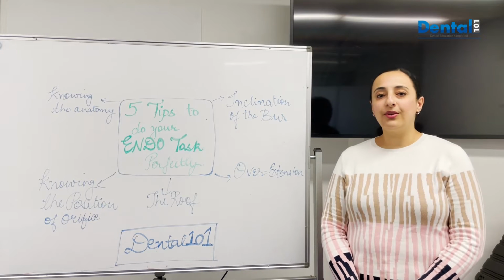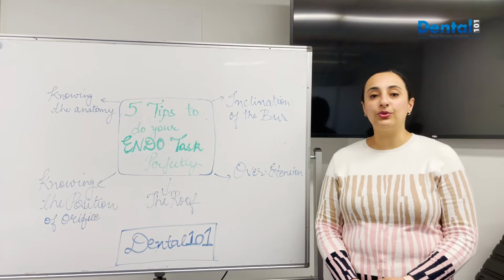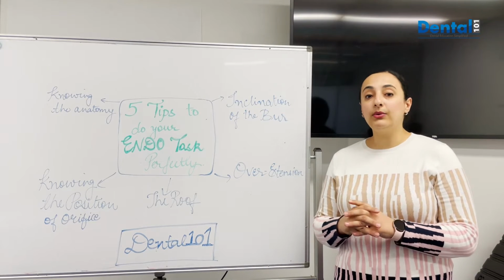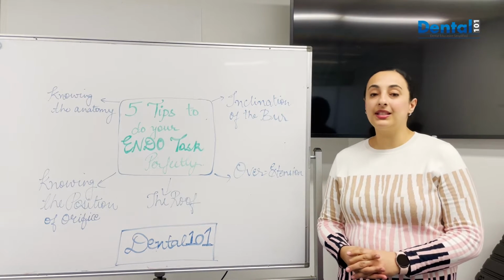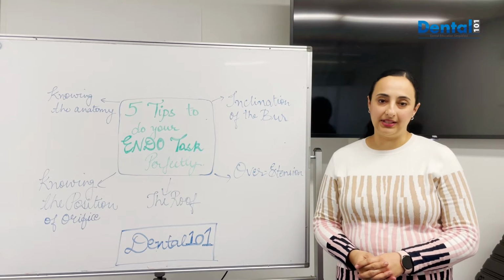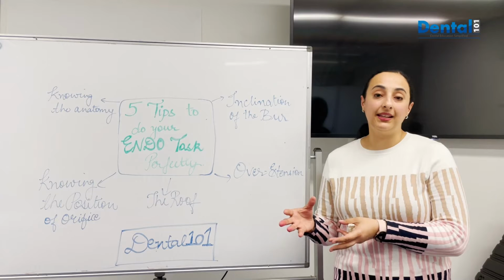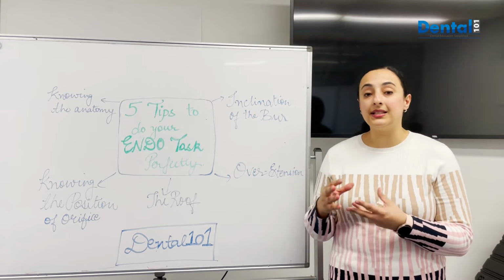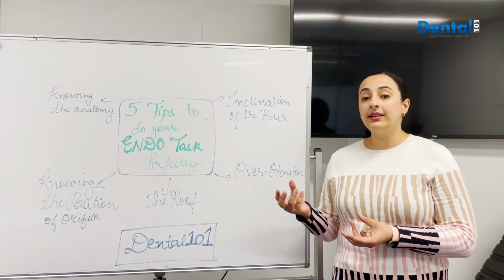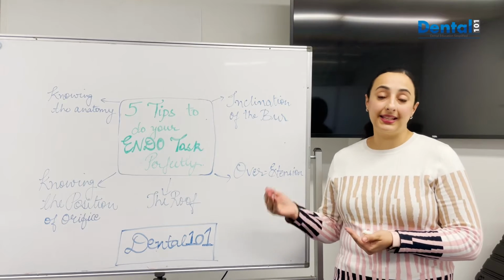I'm going to give you some tips to do a good endo task. First of all, make sure to understand the anatomy and the outline form of the cavity, because this is the first step to do the access cavity. For example, we don't open in the distal side and most of the cavity is sitting in the mesial side. We should know what our borders are and where the orifice of the canal sits.